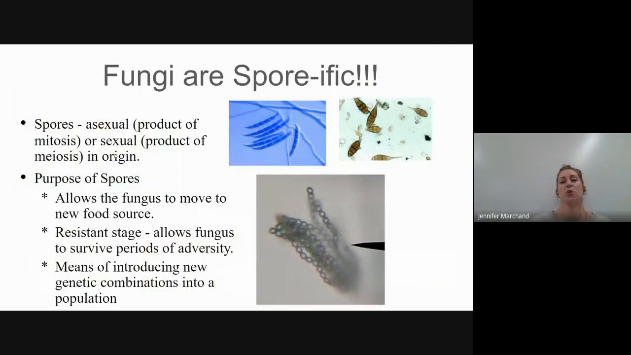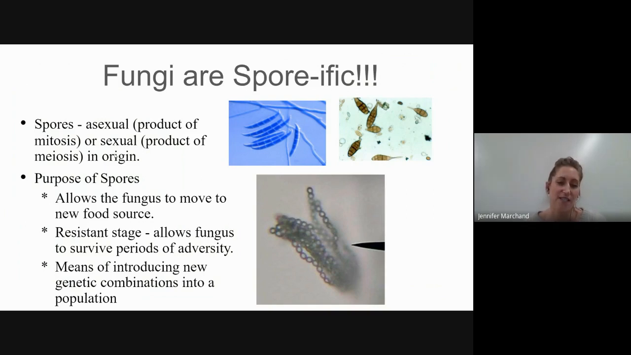Fungi are spore-cific. That's a joke, but they produce spores, and that's how they reproduce. They can reproduce asexually, or they can reproduce sexually. It just depends on how the cells divide and the way the spores develop, depending on what kind of fungus it is. The purpose of the spores is to allow the fungi to move to a new food source, so the spores can literally float through the air, and they can move on to a new set of trees, or even further down to a new forest, just caught by the wind, or riding on the back of an animal, or however they make it through the forest.